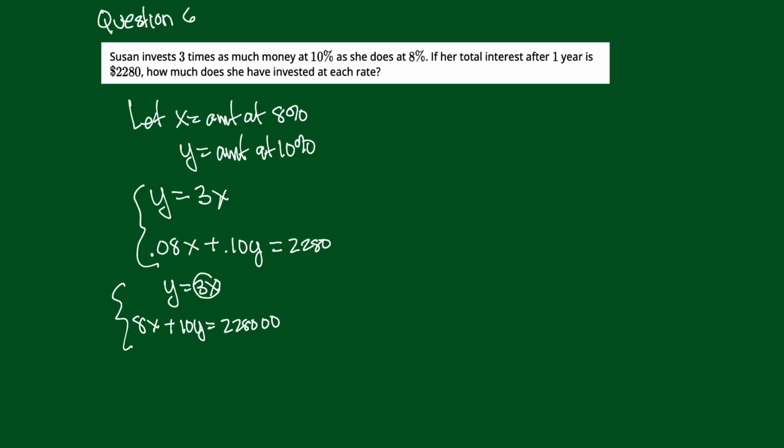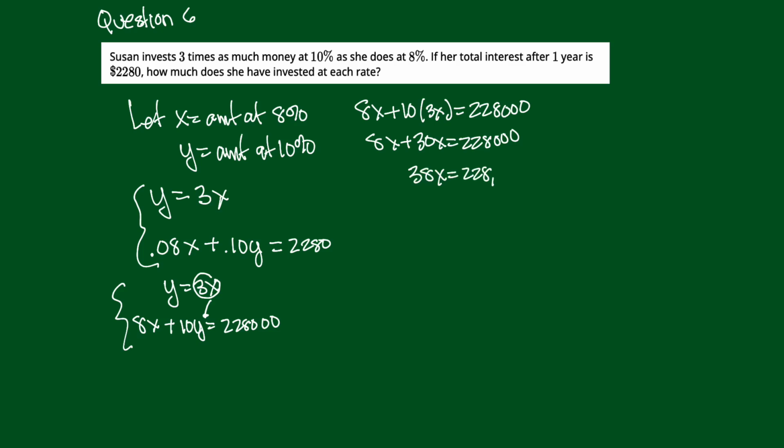All right, so you know y. y is 3x, so put that 3x right here. So I'll do it up here. So we'll get 8x plus 10 times 3x. That's equal to 228 and 3 zeros. All right, so 8x plus 30x equals 228 and 3 zeros. So how about 38x equals 228 and 3 zeros. Now, divide by that 38. So x is equal to 228 3 zeros divided by 38. And I got x being 6,000.